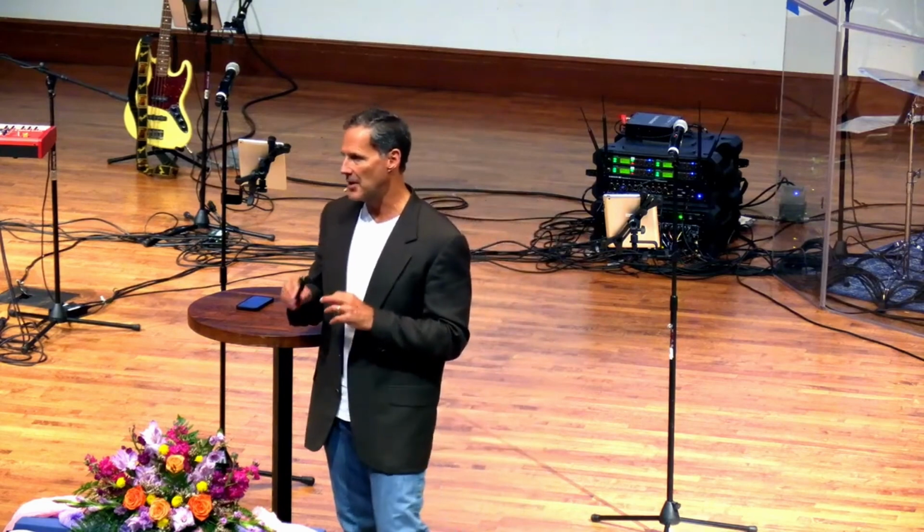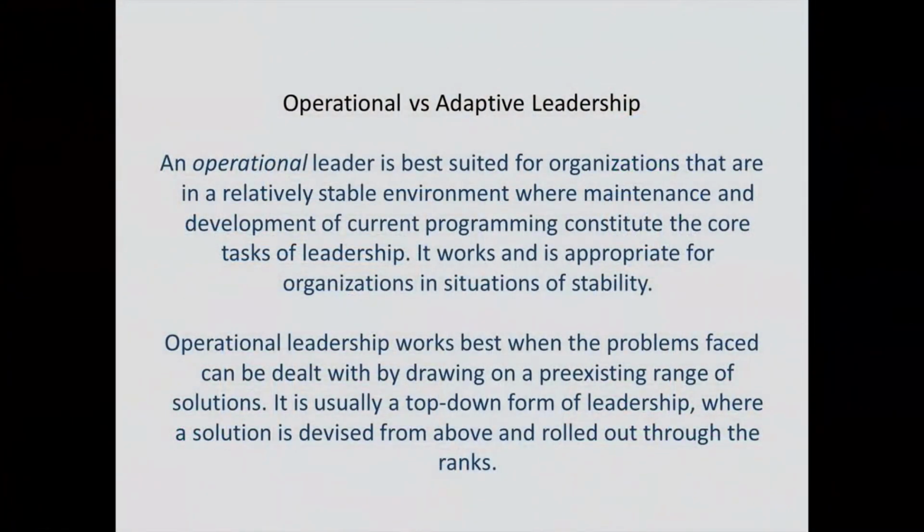So, just a little distinction here between operational and adaptive. I'm going to do just one slide on each, with little definitions, and you'll very clearly see where we're going with this. So first off, operational leadership. Here's how most people define it. It says an operational leader is best suited for organizations that are in a relatively stable environment where maintenance and development of current programming constitutes the core task of leadership. Okay, that's pretty straightforward, right?